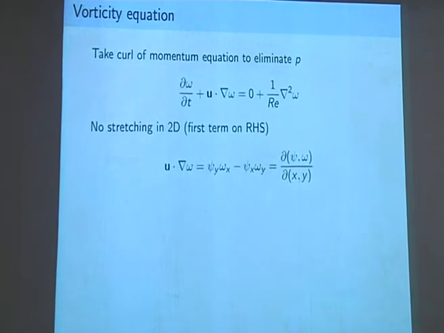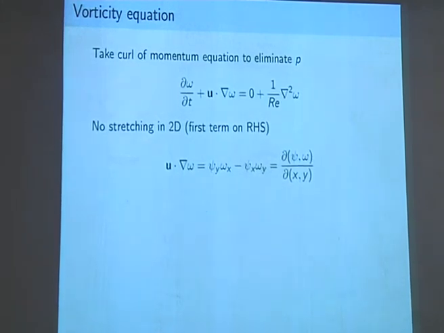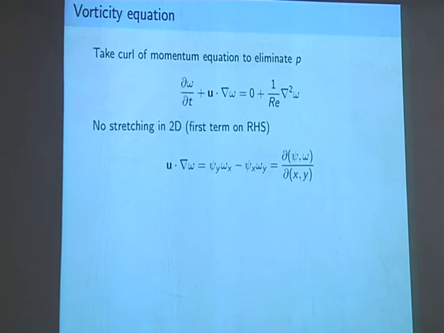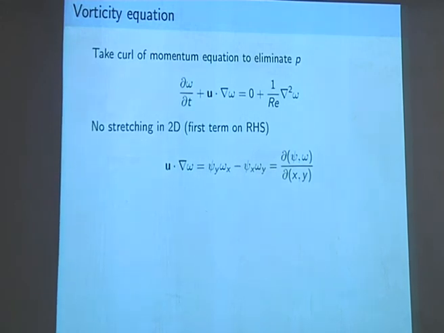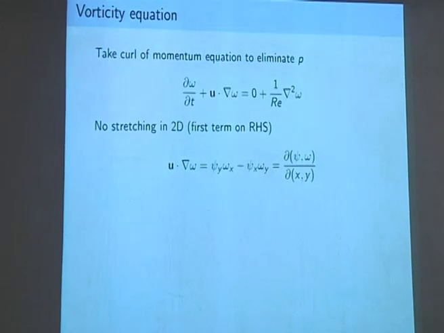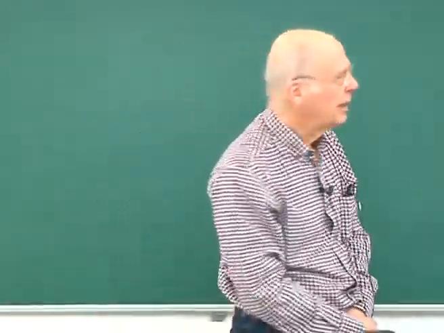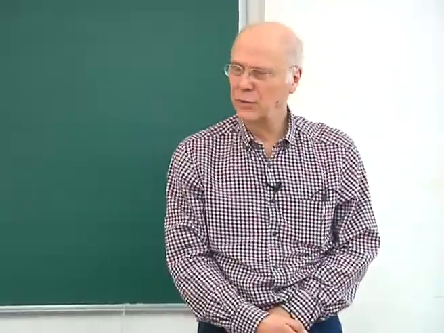second term on the left-hand side, u dot grad omega, the advection of vorticity by the flow. If you substitute everything in, you get the Jacobian of the vorticity and the stream function psi. So that, okay, this is not very useful.